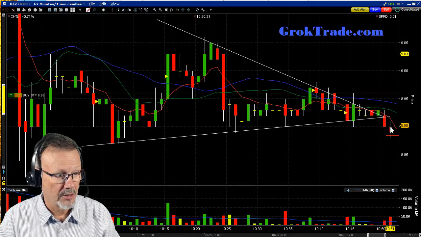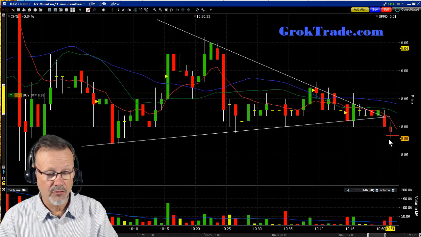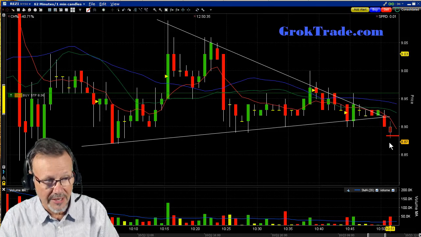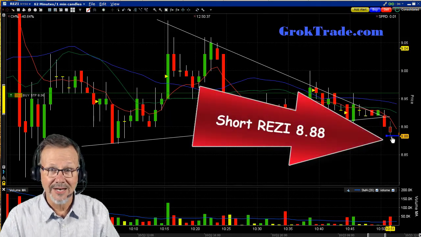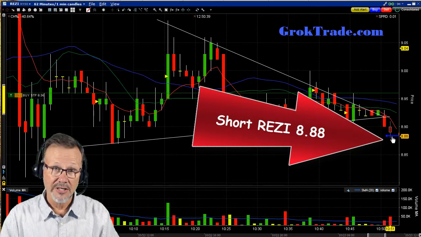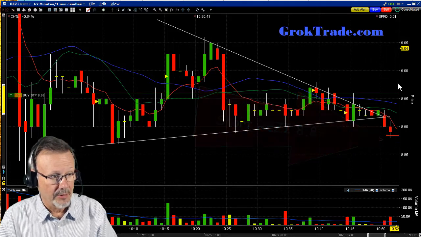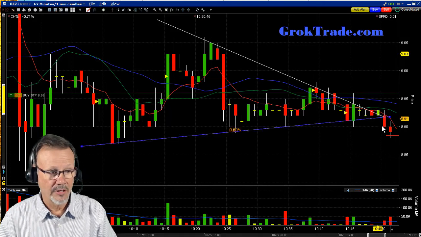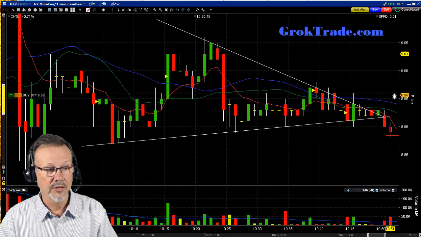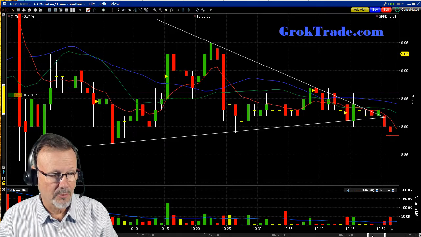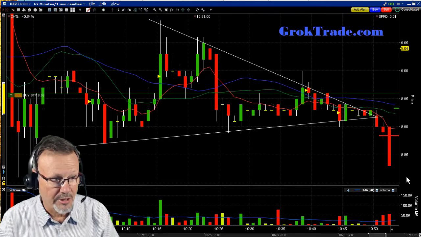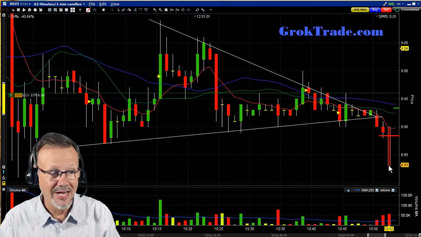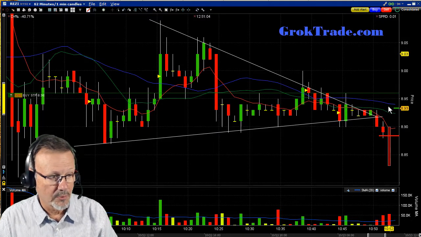Bam! It went down here. It pierced down, then I put my order in, and it came back up here to 888. I am now short on REZI, and I have a 1% stop. It automatically attached up here when I set that order. Let's see what happened in the next bar. Bam! Look at that, it dropped all the way down to 83. That's 1% in the money.